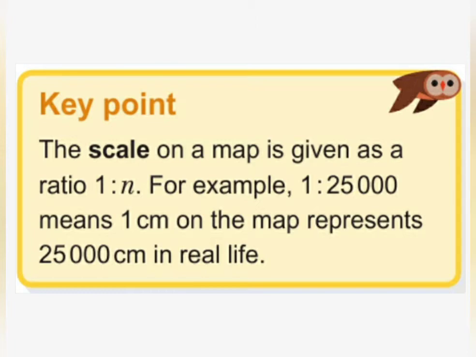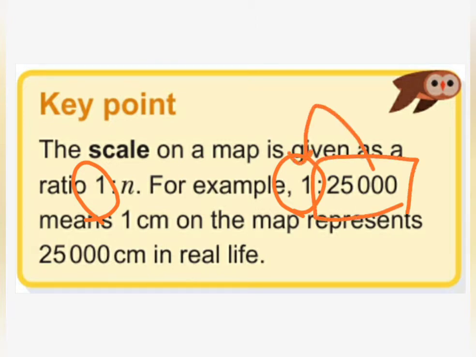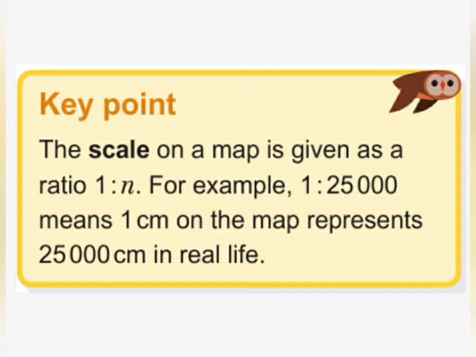Now the key point here says the scale on a map is given as a ratio of 1 to n. For example, 1 to 25,000. On the map, they always give you a scale as a ratio, like this. And this type of ratio is 1 to n. It means the first number is always 1, and the other one is in the same unit as the first number. So ratios are different from scales in that they have the same units.